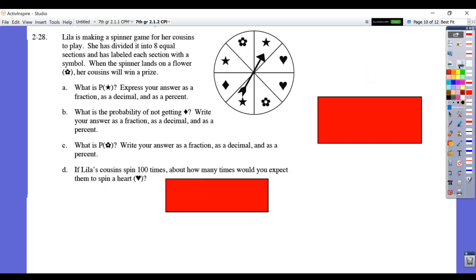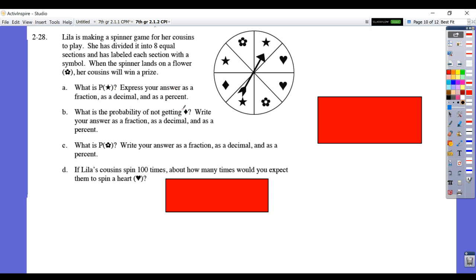For 228, Lila is making a spinner game for her cousins. She divided it into 8 equal sections and labeled each section with a symbol. When the spinner lands on a flower, her cousin wins a prize. So they want, first of all, what is the probability of it landing on a star? Write that as a fraction in simplified form, decimal and percent.